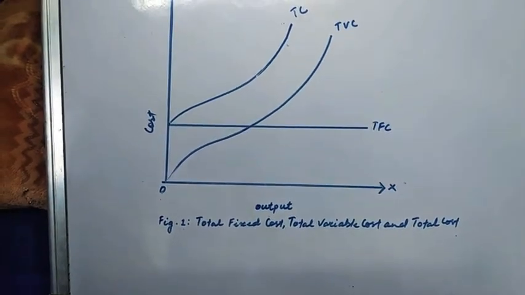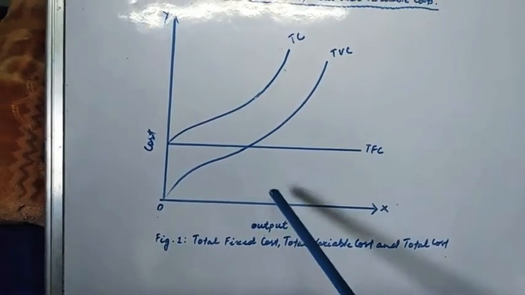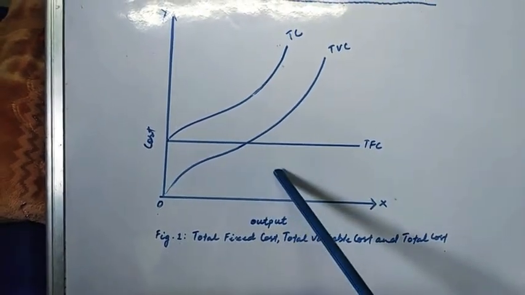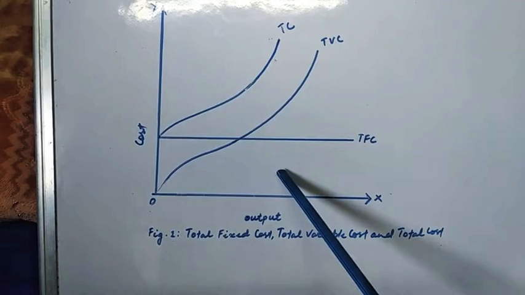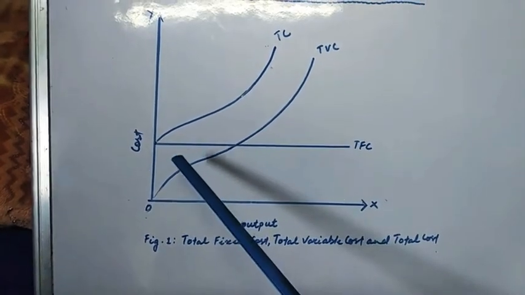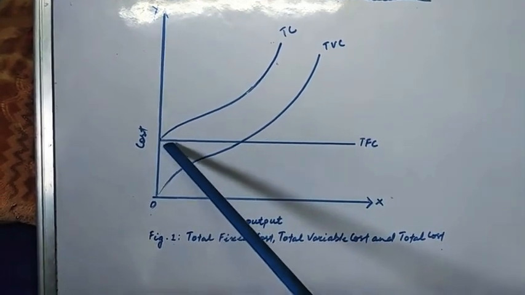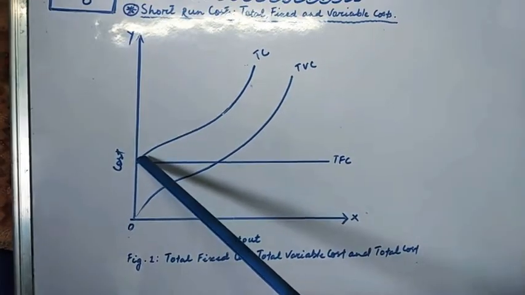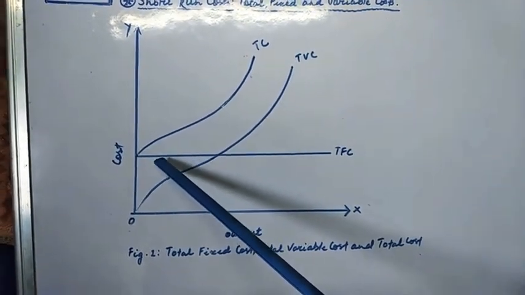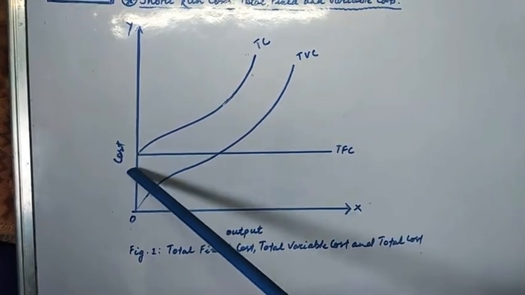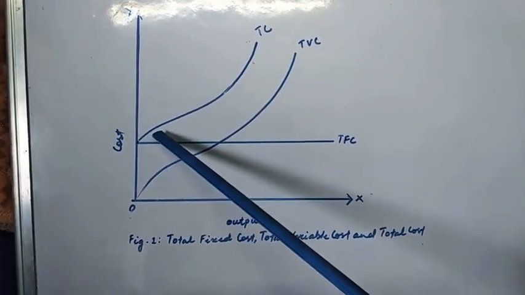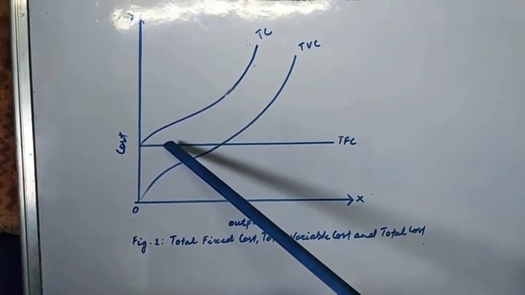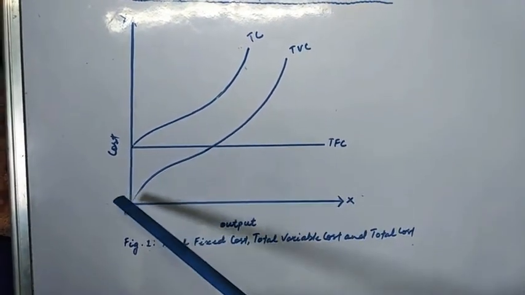And then it will be seen from this figure that the total fixed cost starts from a point on the y-axis. So it is starting from the y-axis, as you can see from here. So what does starting from the y-axis mean? It means that the total fixed cost will be incurred even if the output is 0.